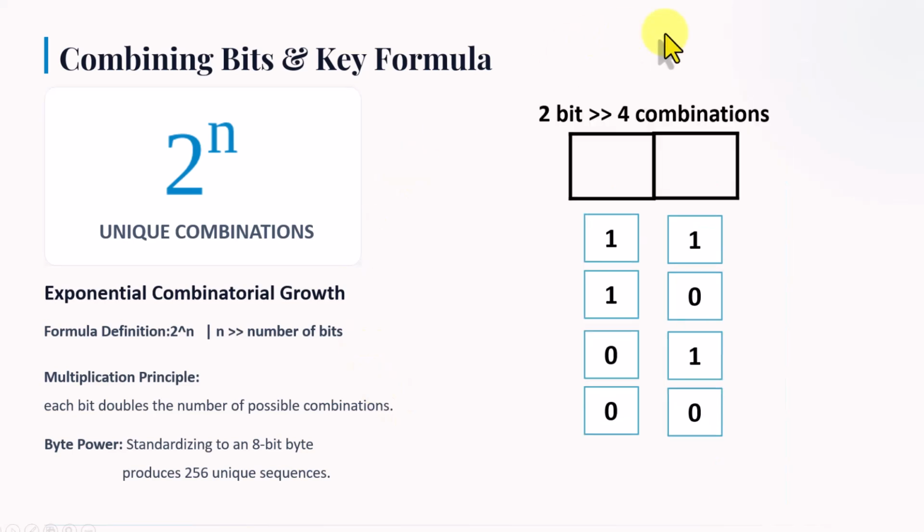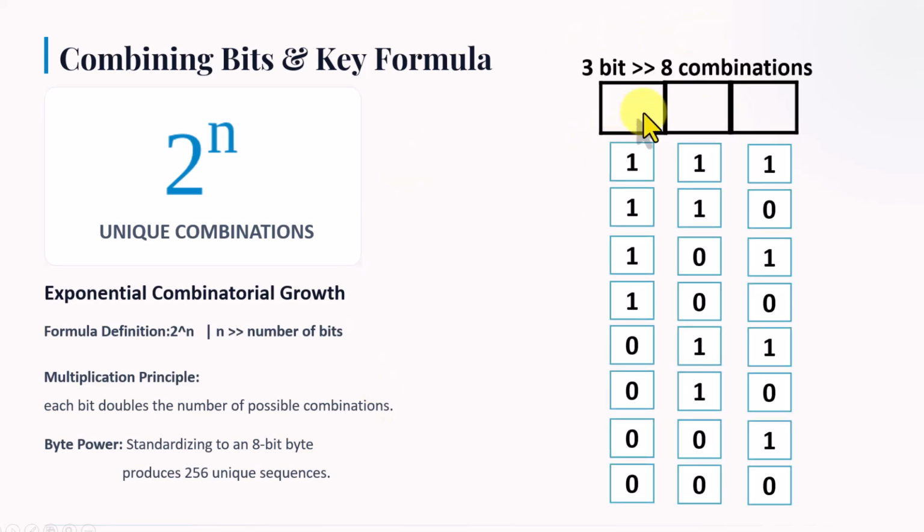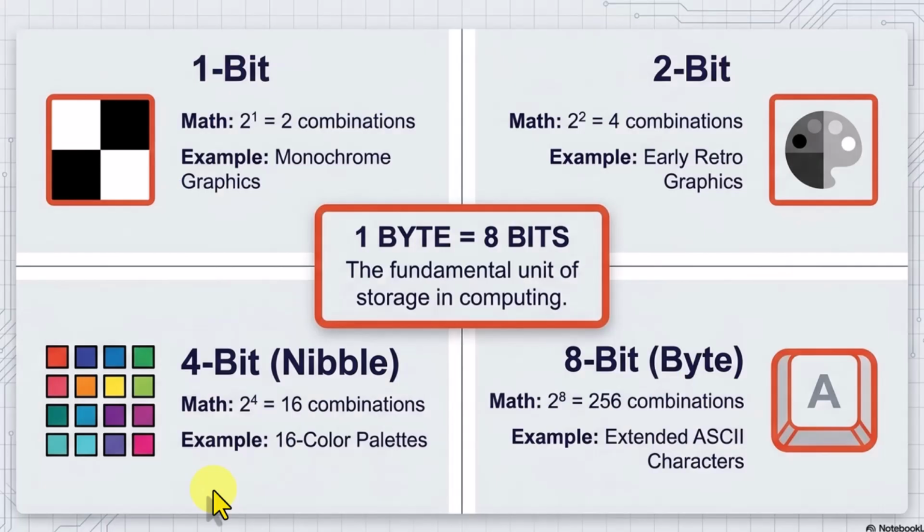So with 2 bits we have 4. Add 1 bit there, it will be 8. Add another bit there, it will be 16. Okay, so we can have 16 different combinations. And byte power: what is a byte? The 8 bits are called 1 byte. Okay, and that is the standard unit used to represent different values, which results in 256 unique sequences or combinations. So an 8-bit byte can store 256 different combinations or sequences.